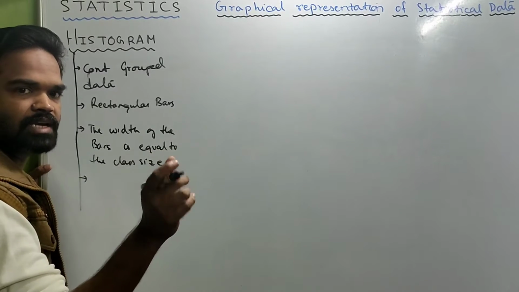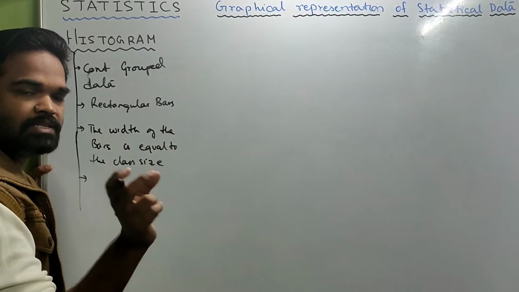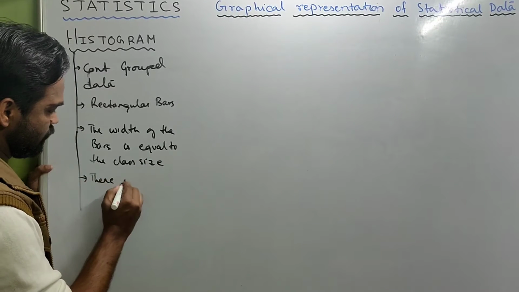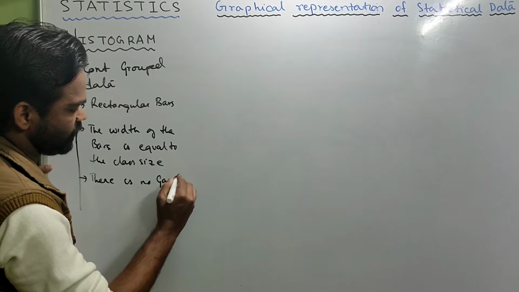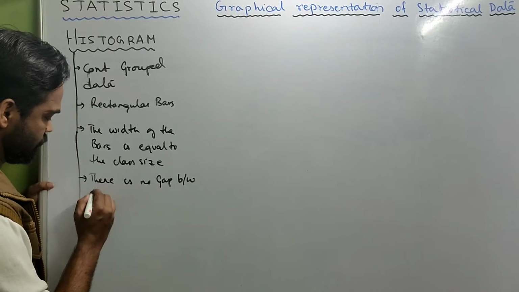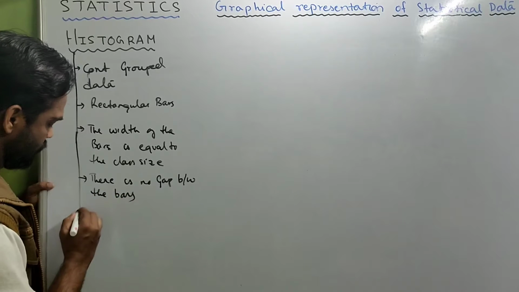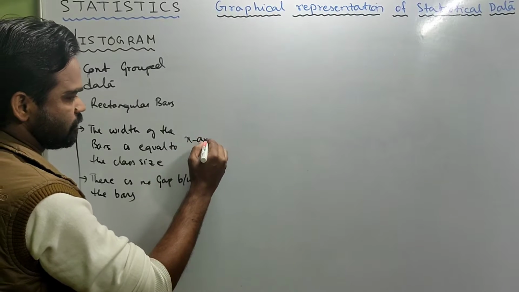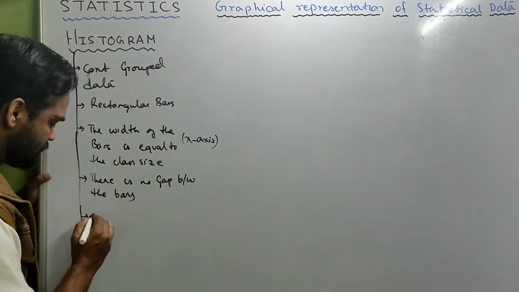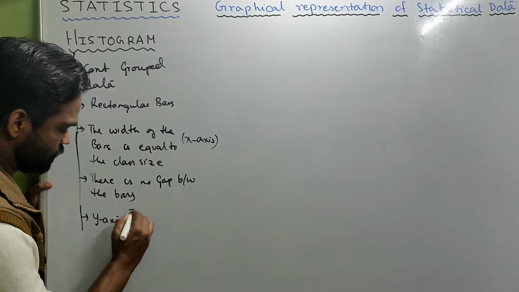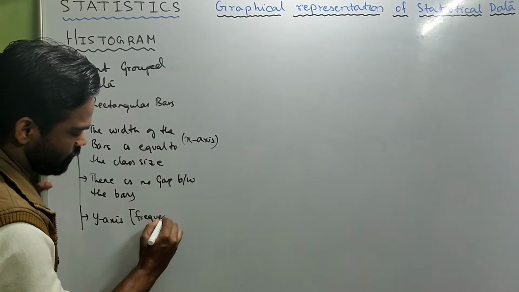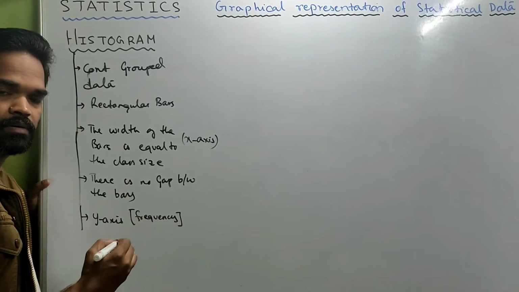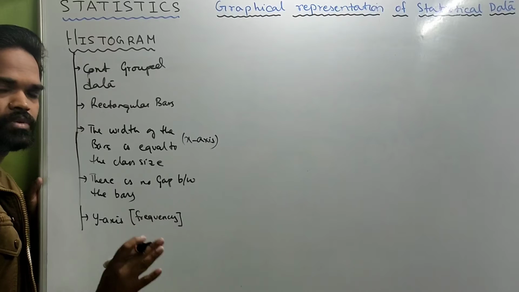Suppose 0 to 10, so the class size is 10. 10 to 20, again the class size is 10. That will be the width. There is no gap between the rectangles, between the bars, you can say. Again the width is on the x-axis, and the y-axis represents the frequency corresponding to the respective class. So remember these points.